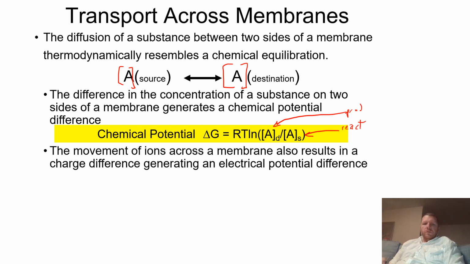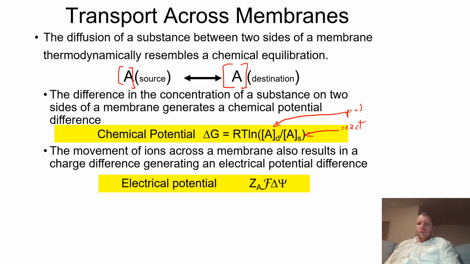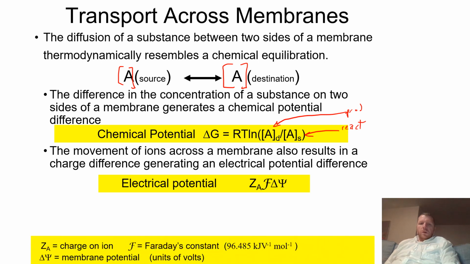Okay. Now the movement of ions across membrane also results in a charge difference, generating an electrical potential difference. So we have to think not only about how much of the substance is here versus here, but also what's the nature of that substance. So we're thinking about it in terms of charge, because when we talk about movement of substances across a membrane, we're generally talking about ions. So we have to take into consideration this electrical potential, which is going to be the charge of the ion, Z sub A, times Faraday's constant, times delta psi, your membrane potential in terms of volts.